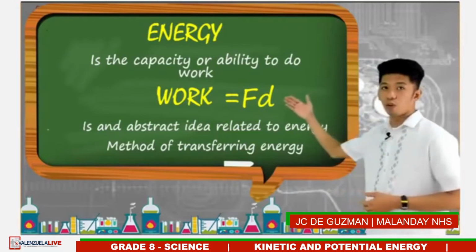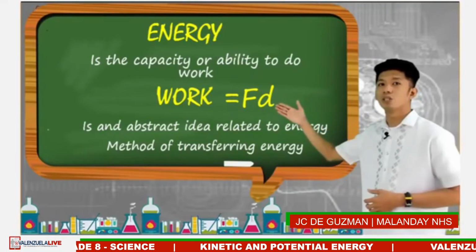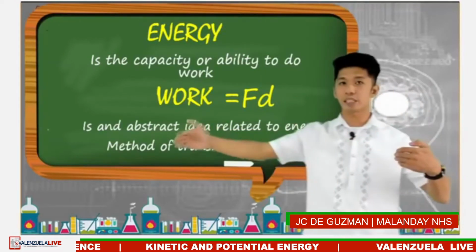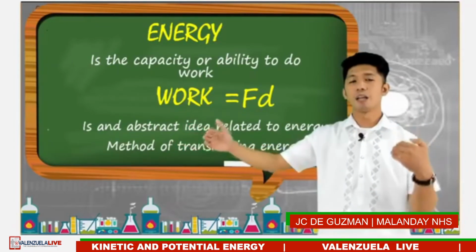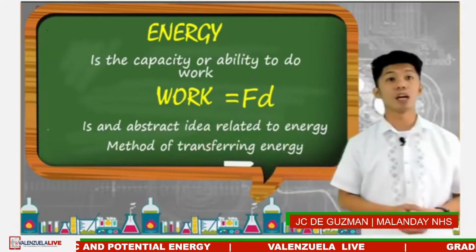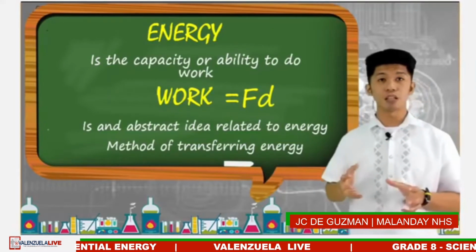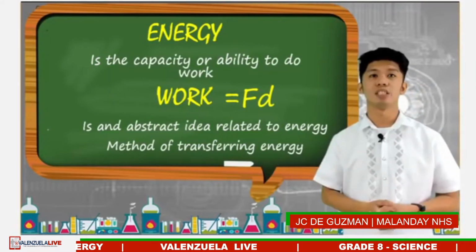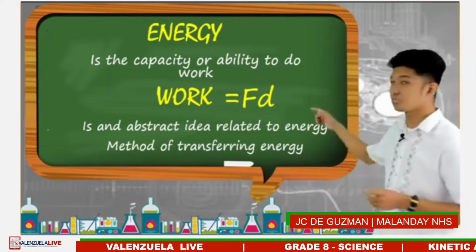We can also summarize work by means of its formula: work is equal to force times distance. So the force travels over a distance, and that is when you can say that work is done. But it will not be done if there is no energy. Also, take note that they have the same unit.